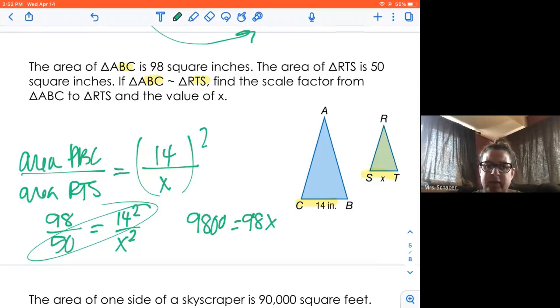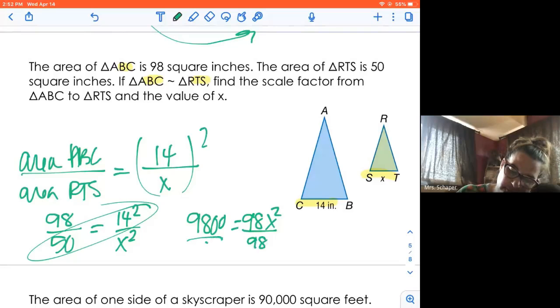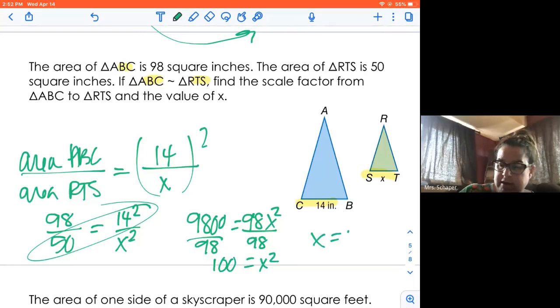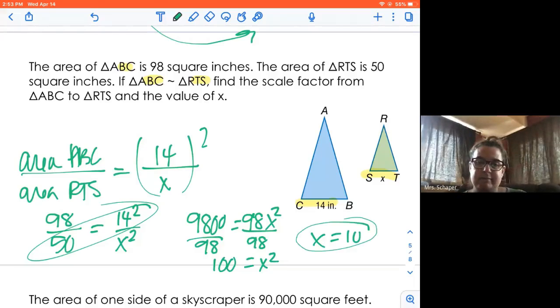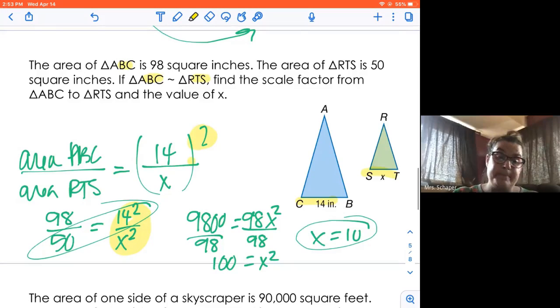Ooh, that's taking a while. There we go. And then when we divide by 98, 100 is equal to X squared. X equals 10. Right? So that's the value of X. So making sure we set it up and remembering that the squared goes to both the numerator and denominator. Okay.